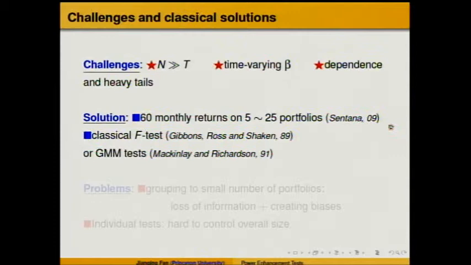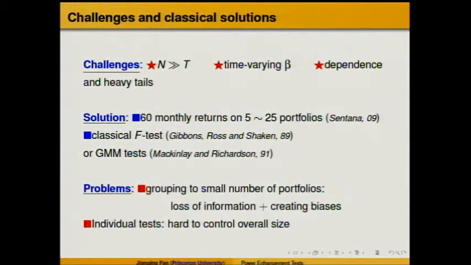There are certainly a number of problems associated with this. First, grouping into a small number of portfolios loses data information. This is the first principle of econometrics we all learn. It also creates biased samples, like data snooping and sampling bias. Many biases arise once you create 5 to 25 testing portfolios. And certainly you can easily do individual tests, but how do you aggregate, let's say, 500 test statistics to control the overall size is one of the challenges.